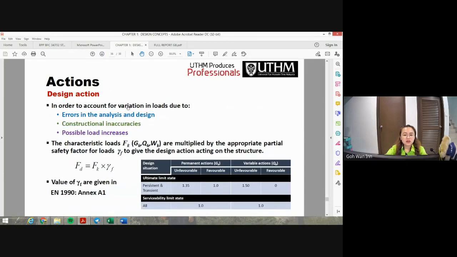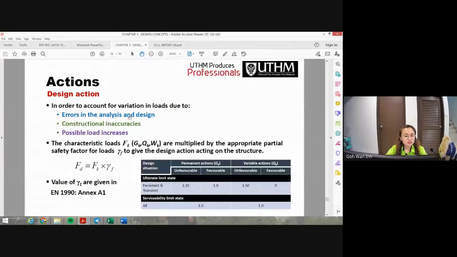And then, in order to account for variable actions in loads, just now it was all the characteristic values, right? The Gk and Qk. But then we need to consider the errors in the analysis and design.